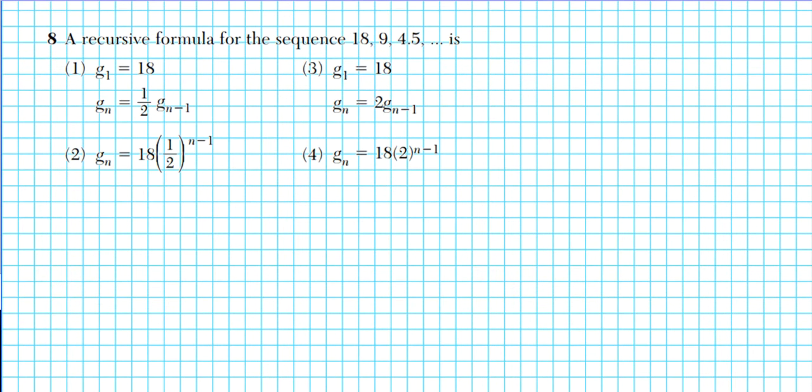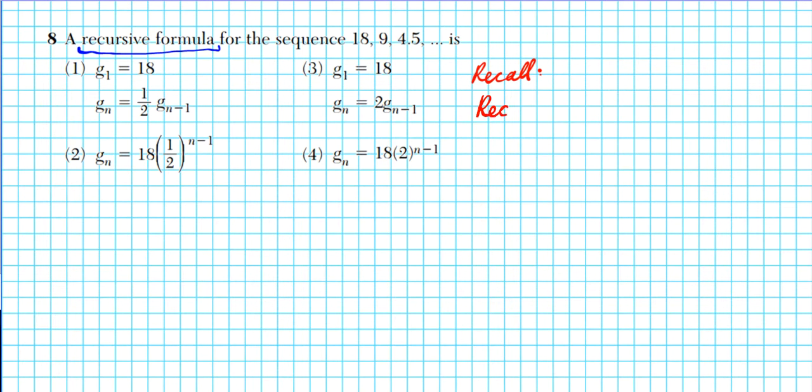Alright, let's take a look at question number 8. It says, a recursive formula for the sequence 18, 9, 4.5, and so on, where the sequence continues is... Now, first of all, let's take a look at the question. We're asked for a recursive formula. What do we know about recursive formulas? I'd like you to recall this fact.